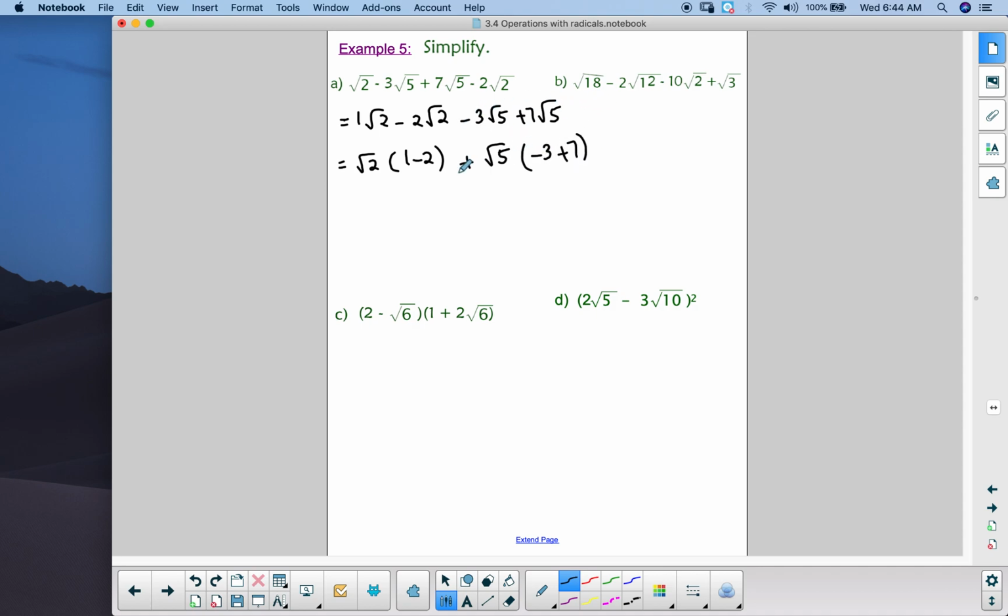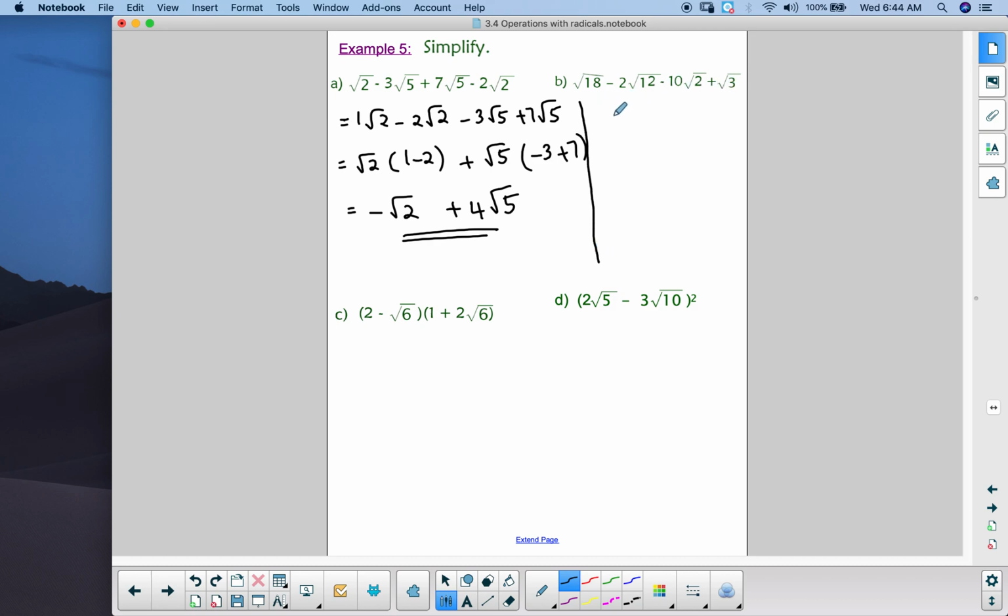Okay, so we can do that, and you get negative root 2 plus 7 minus 3 is 4 root 5. Okay, just going to draw a line here and do this one.